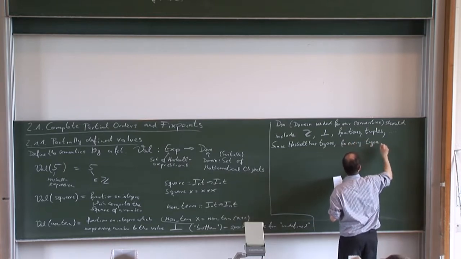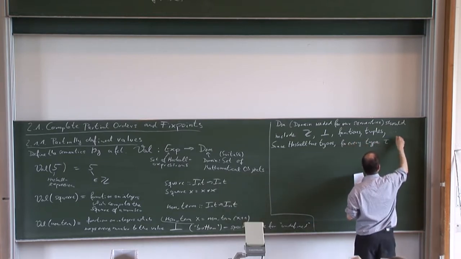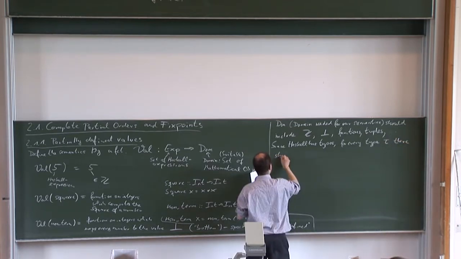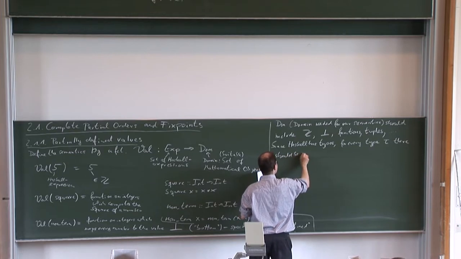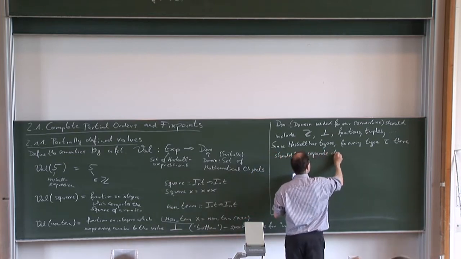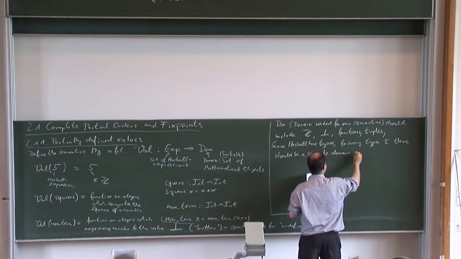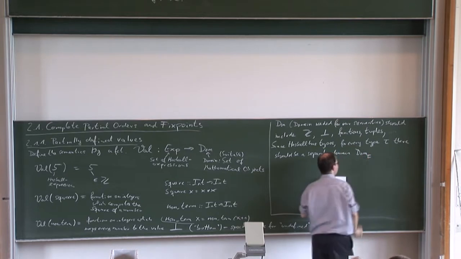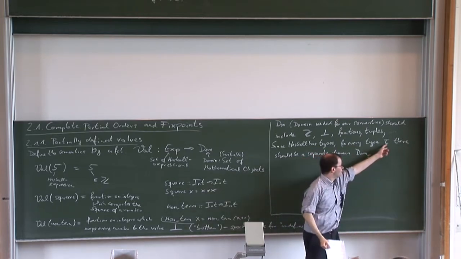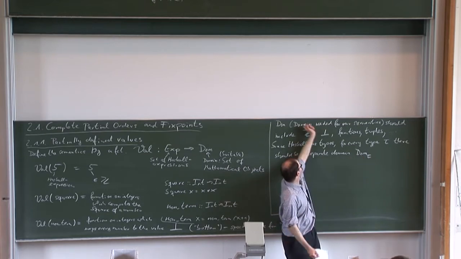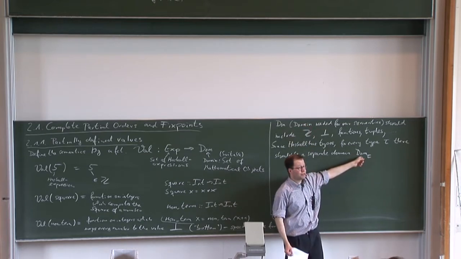So since Haskell has types, for every type, let's say for every type tau, there should be basically a separate domain, let's say dom tau, and then expressions of type tau are mapped to values from dom tau, and the whole set dom is just the union of all these dom taus.